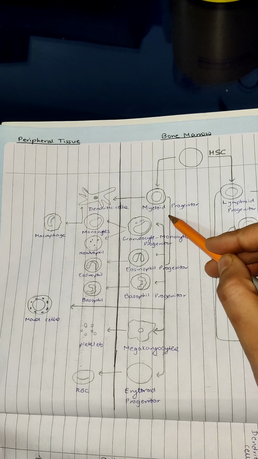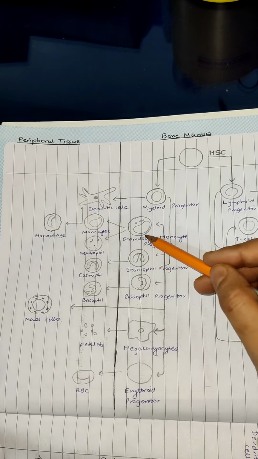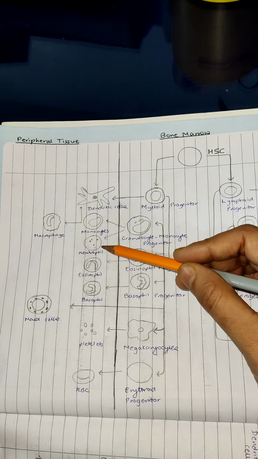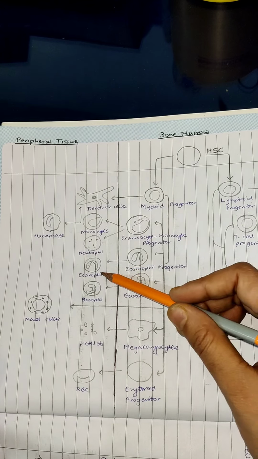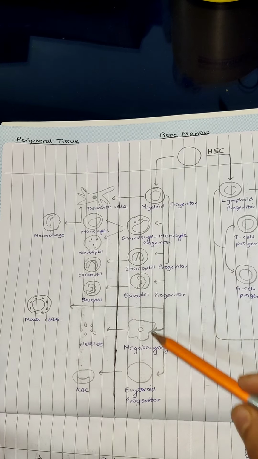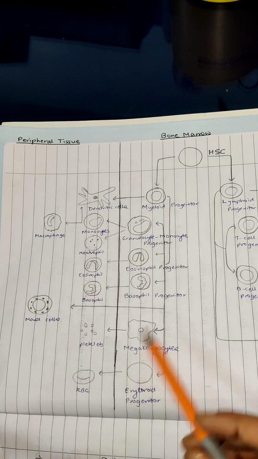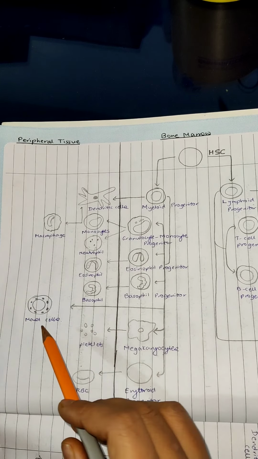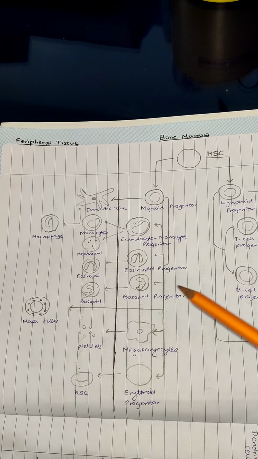So the myeloid progenitor cells give rise to dendritic cells, and to GM progenitor, which gives rise to granulocyte monocyte progenitor, which gives rise to granulocytes, that is neutrophil, and monocytes. Eosinophil progenitor gives rise to eosinophil, basophil progenitor to basophil, megakaryocyte to platelets. Erythroid progenitor gives rise to RBCs. Mast cells directly originate as undifferentiated cells. We will discuss it here in this video.